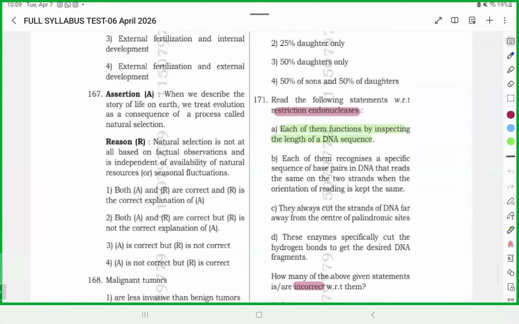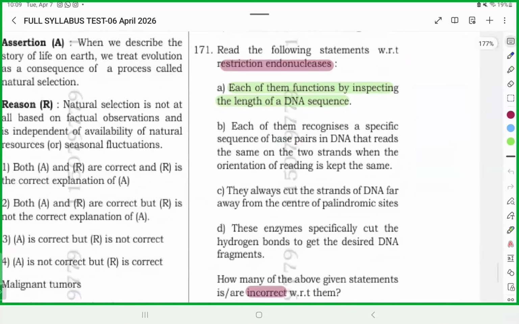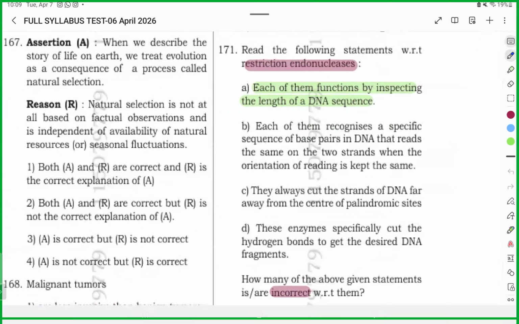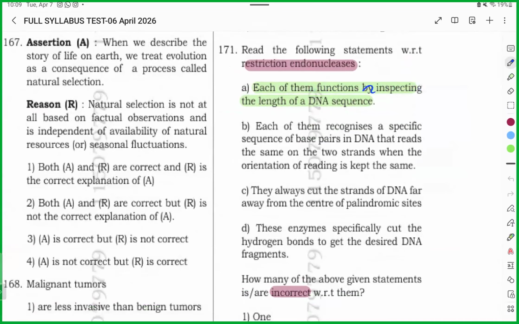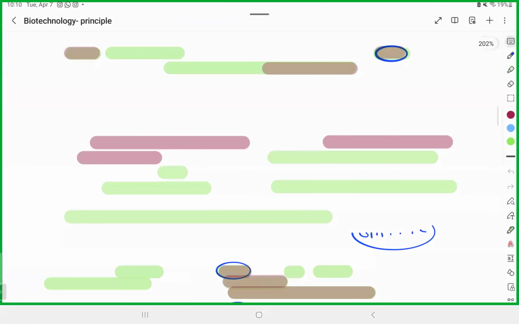Where is this? Yes. Priyanka. Each restriction endonuclease function by inspecting the length of DNA sequence. Is this correct? It is. Barinder. One of them recognizes specific sequence of base pair in DNA. Read the same on the two strand when orientation of reading is kept same. Sir, correct. Correct. अब इसको हम कंप्लीट ही कर लेते हैं क्योंकि उसके बाद फिर वो अच्छे से हो जाएगा. This part is done.